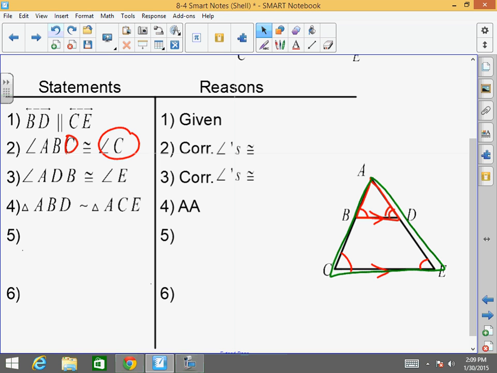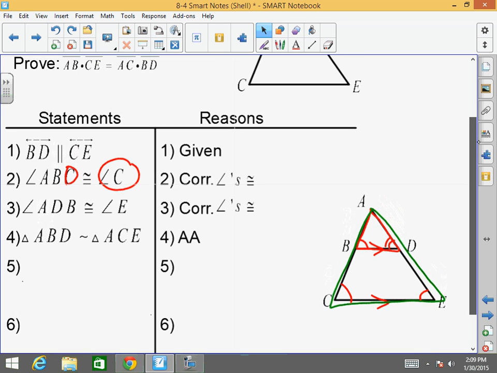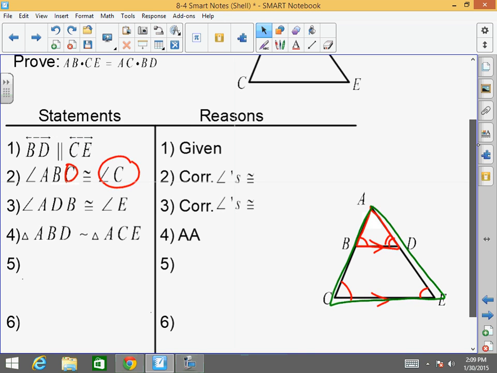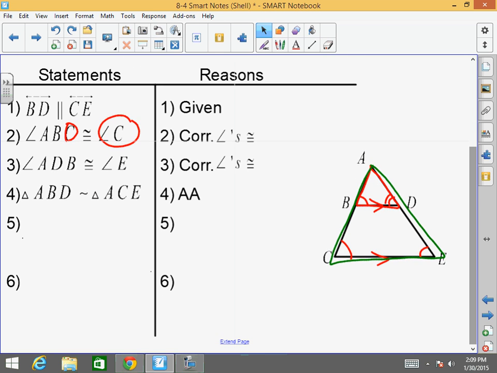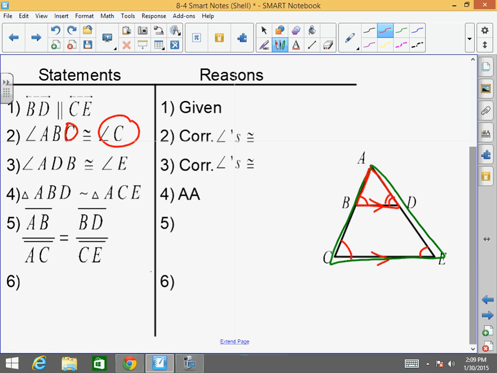Okay. Think about what I'm trying to prove. I'm trying to prove that AB times CE equals AC times BD. So I'm working with AB and AC, and I'm working with CE and BD. So let's make that proportion. AB, which is this guy, to AC, which is this guy, is equal to BD to CE.